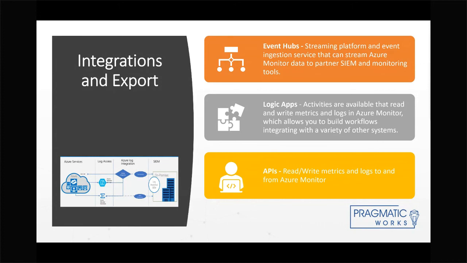Logic apps and APIs are just ways to kind of do that same thing. So either piping data in or piping data out. You can use logic apps or event hubs if it's more out of the box built into the Azure environment. If it's not, and you have like a custom on-prem environment, you can access the API itself.